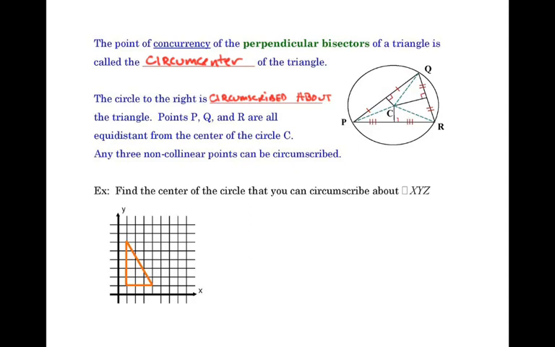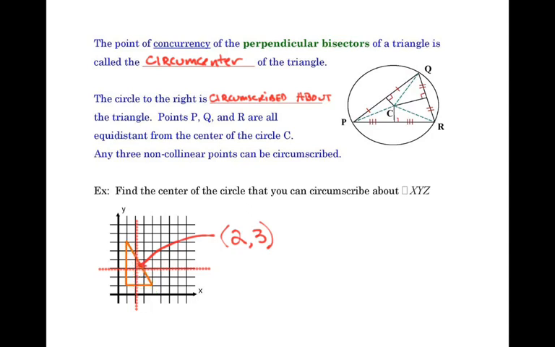For our example here, if we wanted to find the point where we can circumscribe a circle about triangle XYZ, I get the two perpendicular bisectors, going from the horizontal side and then the vertical side. It's pretty easy to get the bisectors. They're going to cross right here at this point, and that becomes my circumcenter. At the point (2, 3), that will be the center of my circle that can go around that triangle. If I wanted to find the radius of that circle, I'd have to use my distance formula to find that distance.